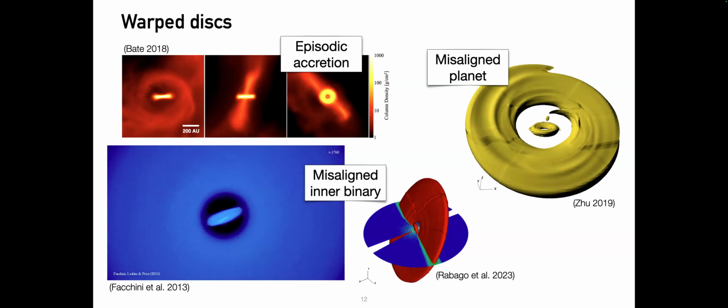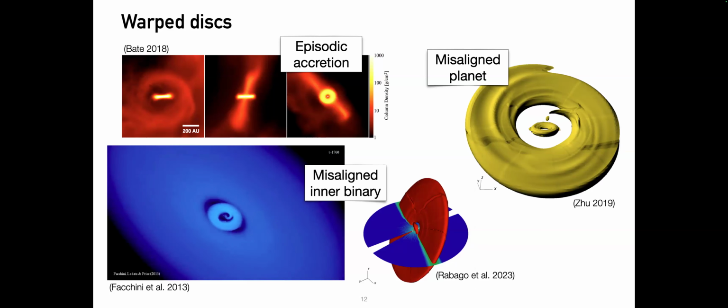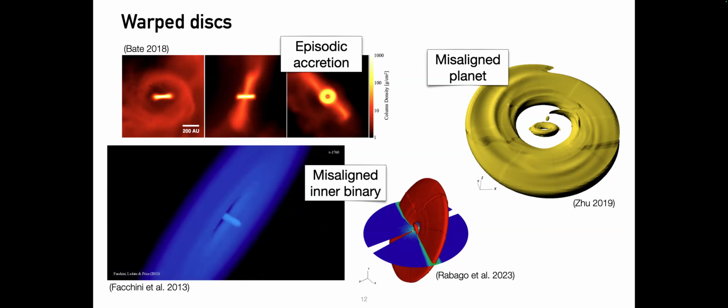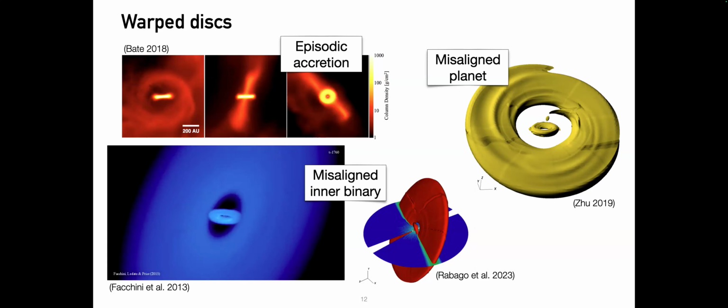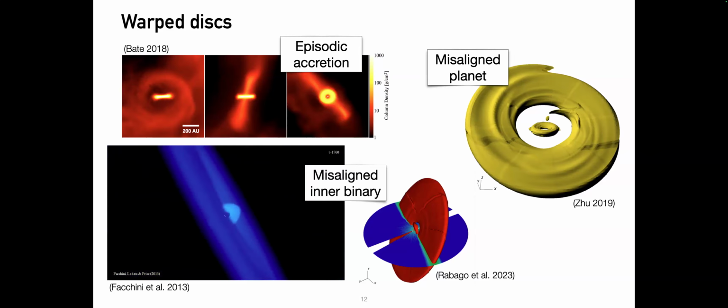There's another way to create these wonderful 3D orientations, though, these 3D structures. So this is by using a misaligned planet. This is a simulation by Zhou Zhu, and in this simulation, he starts with a flat disk, but he puts a planet on a misaligned orbit. As a result of that, the torque from the planet is able to carve a gap and to misalign the inner disk with respect to the outer disk.